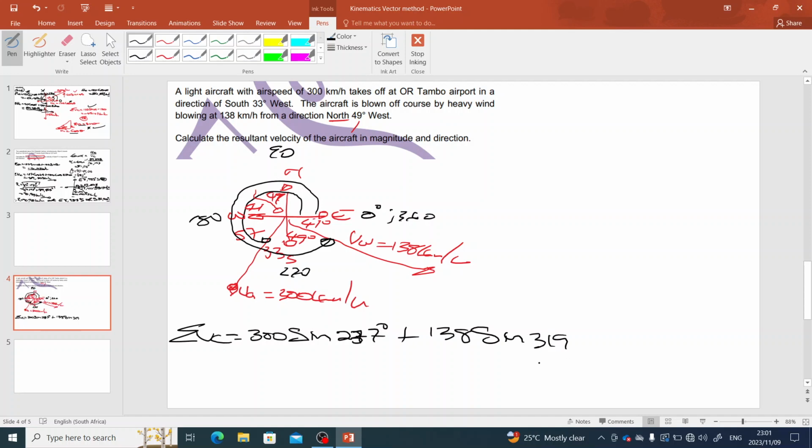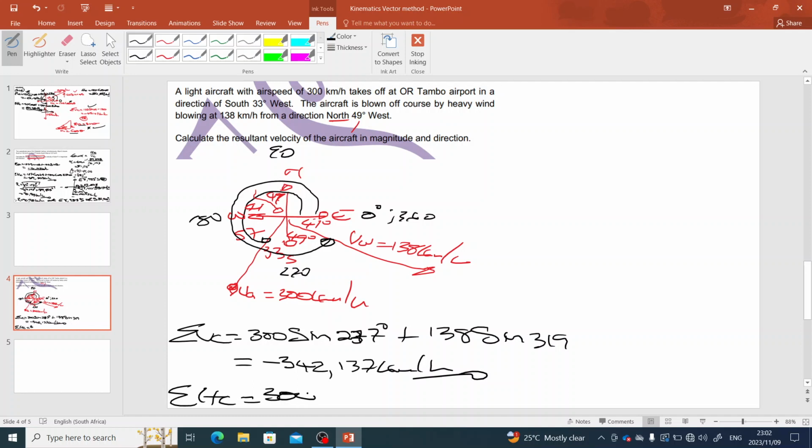Like I said, if you are looking for vertical component, you will be putting sine throughout. I don't care if the vector is on the horizontal line or what, you put sine because your vertical component is made up of sine there. I hope that makes sense. Then I get my vertical component as negative 342,137 kilometers per hour.